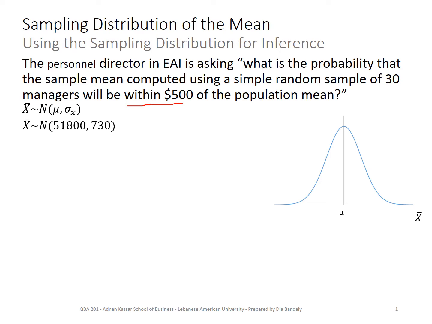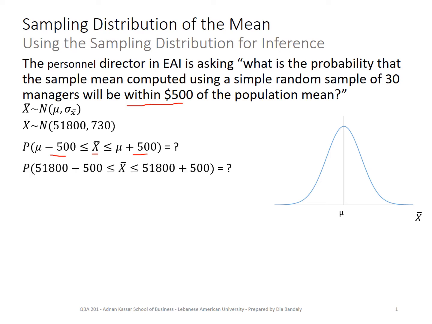And so what's the question? The question is the probability that this X bar is within 500 from the population mean. If I want to translate that into a probability statement, I'm asking what's the probability that X bar is greater than mu minus 500 but less than mu plus 500. You can see it's within plus or minus 500. So let's plug the figures of mu here.